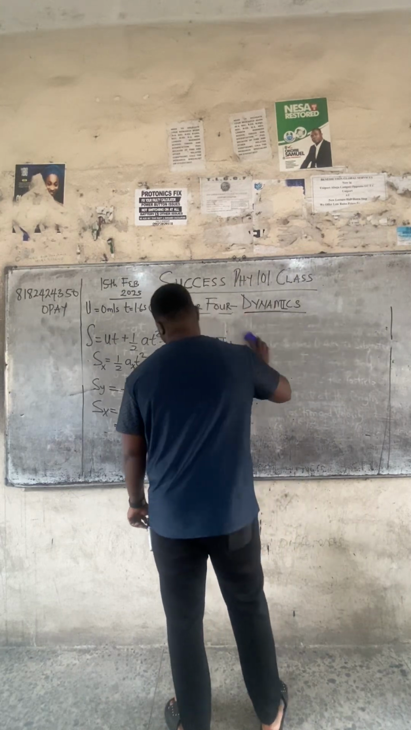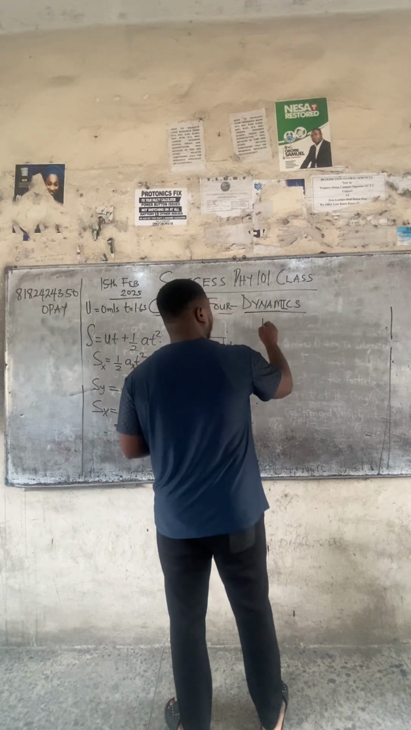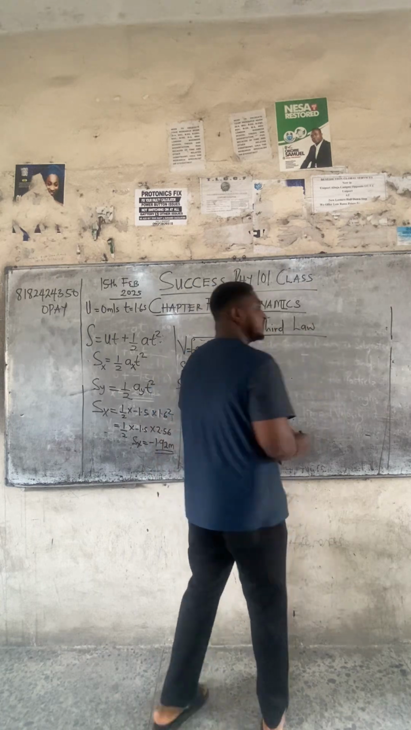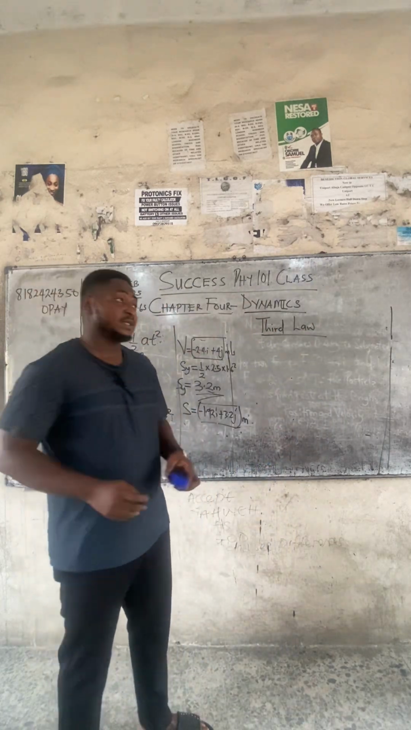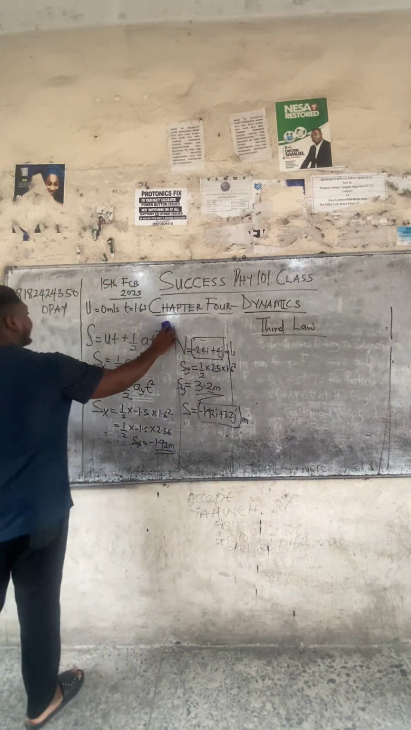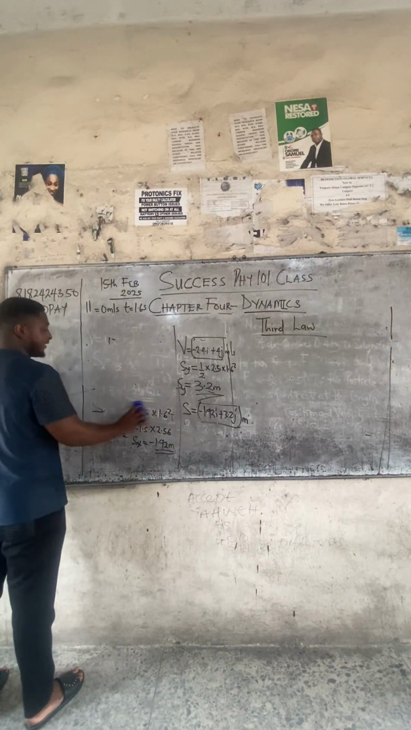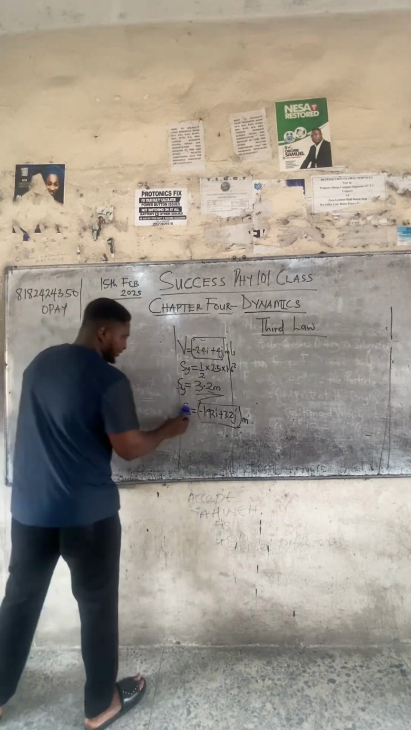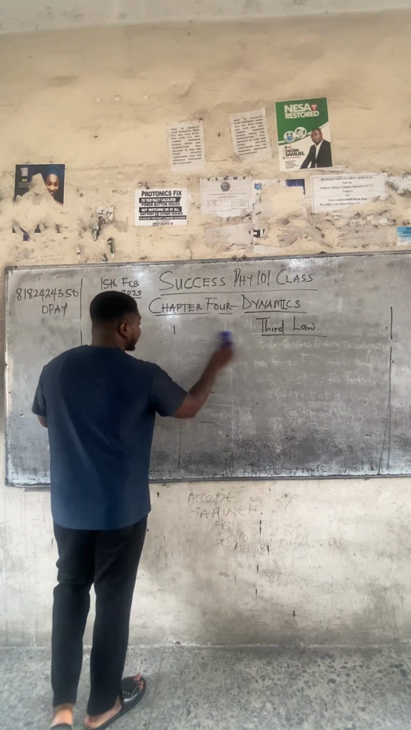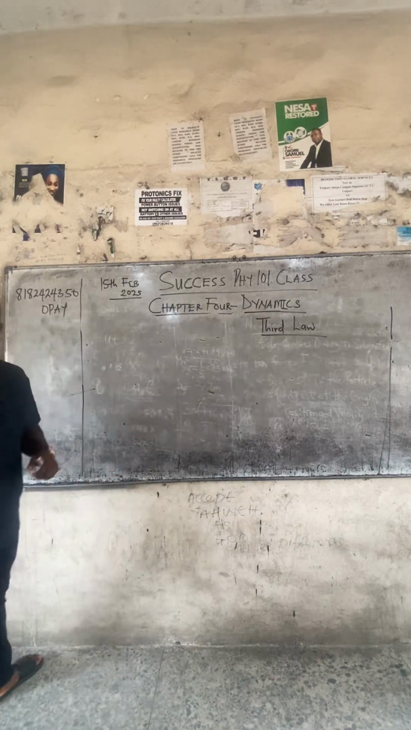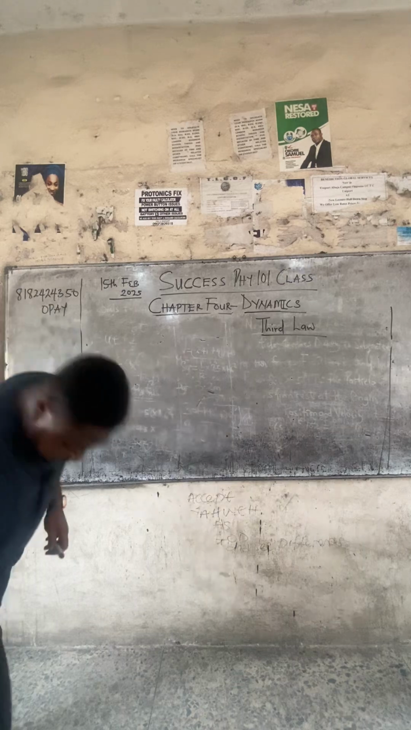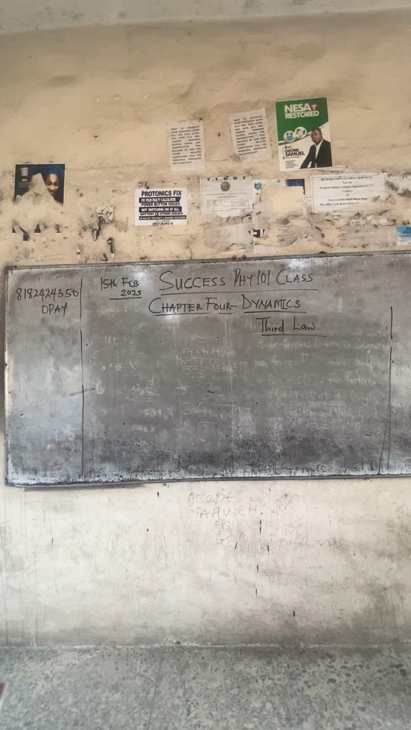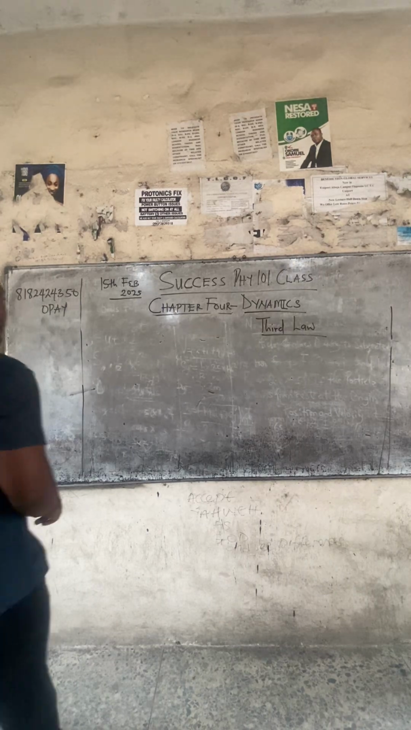Newton's third law of motion states that for every action, there's an equal and opposite reaction. For every action, there's an equal and opposite what? Reaction, class. For every action force acting on a body, there's an equal and opposite what? Reaction. So simply put, action and reaction are equal but opposite to each other.